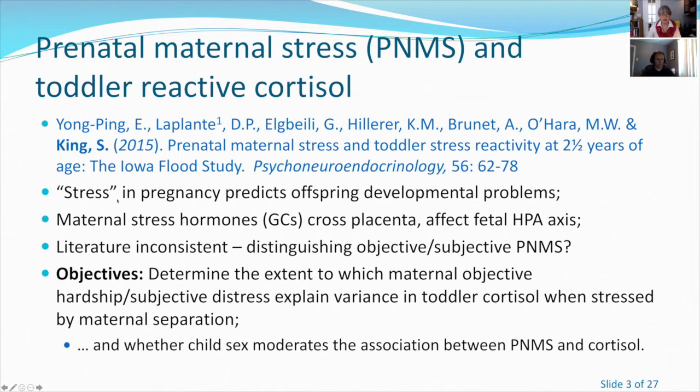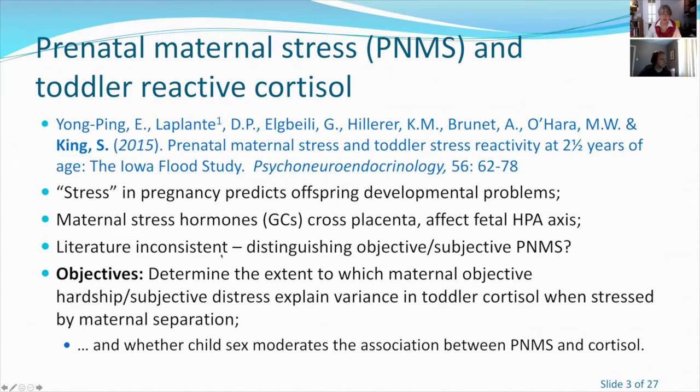There's a lot of research on stress in pregnancy, and a lot of it does show that prenatal stress predicts offspring developmental problems. The underlying idea is fetal programming: that maternal stress hormones, glucocorticoids like cortisol, under periods of stress might cross the placenta and affect the fetus, in particular the fetus's hypothalamic pituitary adrenal axis, the HPA axis, and potentially influence the way the child will react to stress later in life.